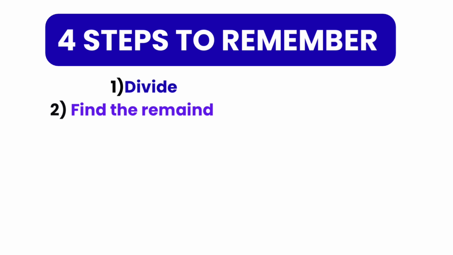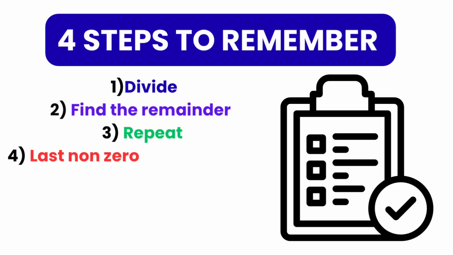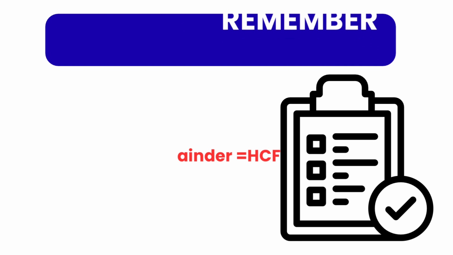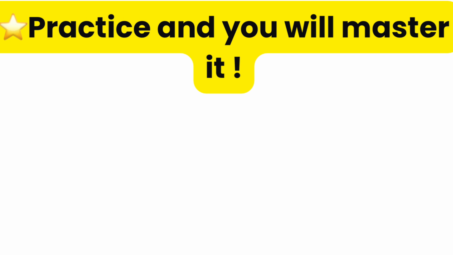So here is the whole method in just 4 steps. First, divide. Second, find the remainder. Third, use the remainder and divide again. And finally, when the remainder becomes 0, the last non-zero remainder is your HCF. And that is Euclid's division algorithm for finding HCF.